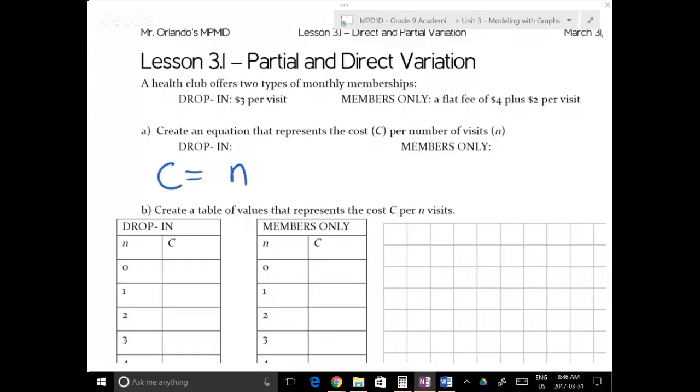If I went to the drop-in, what would it cost to go 5 times? Good, 15. How did you do that? You're totally right. Very good, 5 times 3. If I went 10 times at the drop-in one, what would it cost? Good, how'd you do that? 10 times 3. So you're taking the number of visits and multiplying it by 3, because that's what it costs. So what should I put in here to make this equation true? Cost equals 3N. $3 times how many times I go?